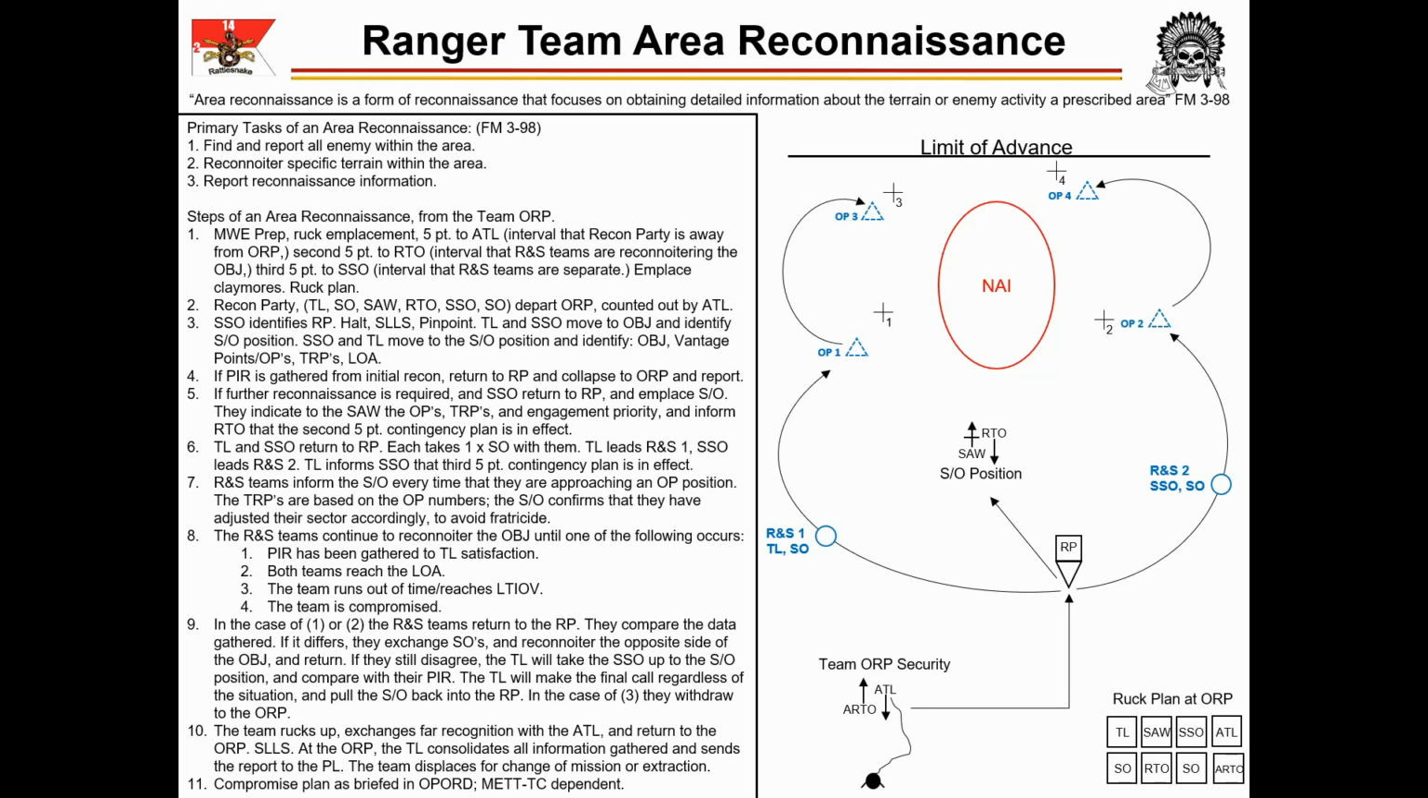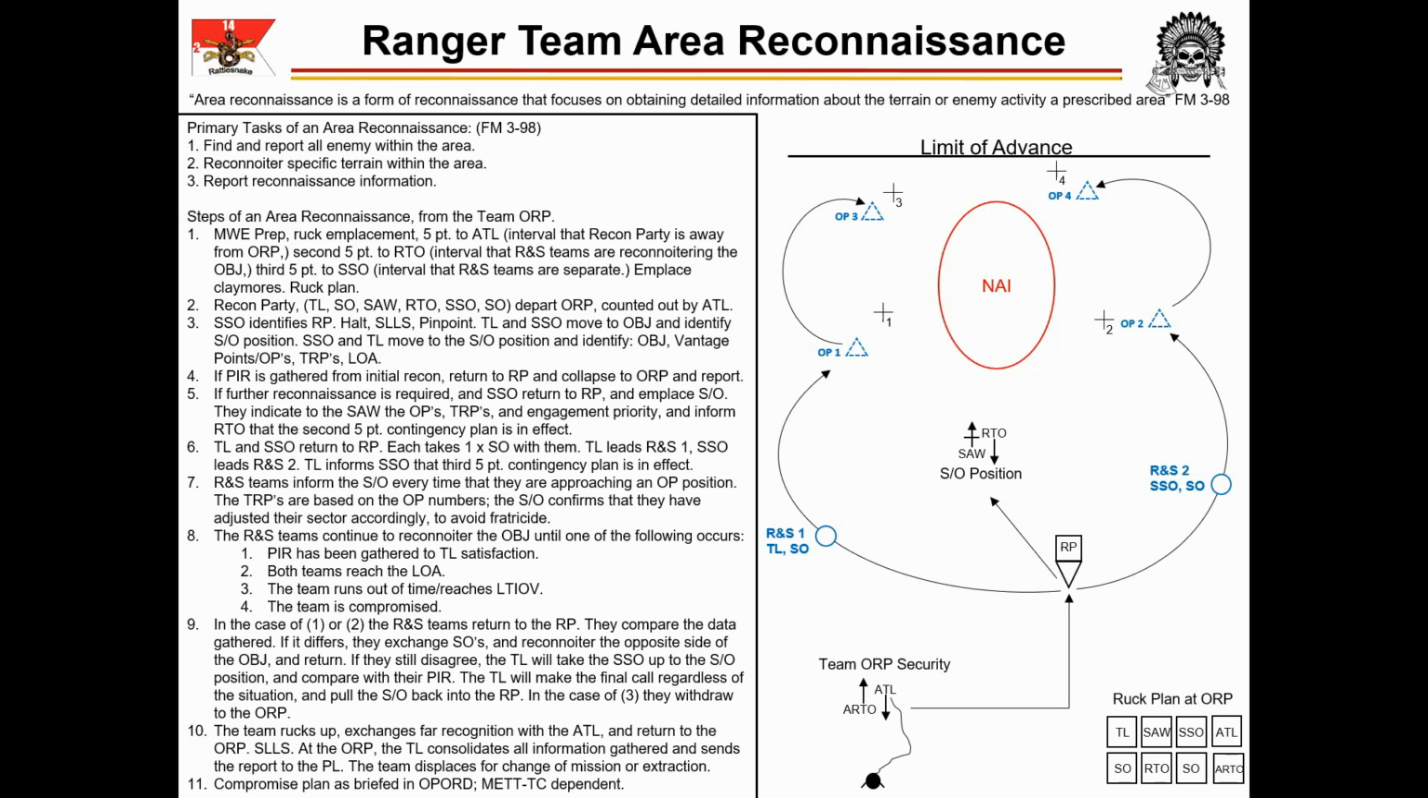If there are no major discrepancies, the team leader extracts the SNO team. He can do this via radio or by physically moving up to the SNO position to retrieve the SNO team. Regardless of the method of retrieval, the team leader confirms the PIR that the SNO gathered from their position. If there are major discrepancies, the team leader can move back up to the SNO position with the saw gunner and observe the NAI. Regardless of the decision, it is here at the release point that the team leader will make a final call on what was or was not present on the objective.